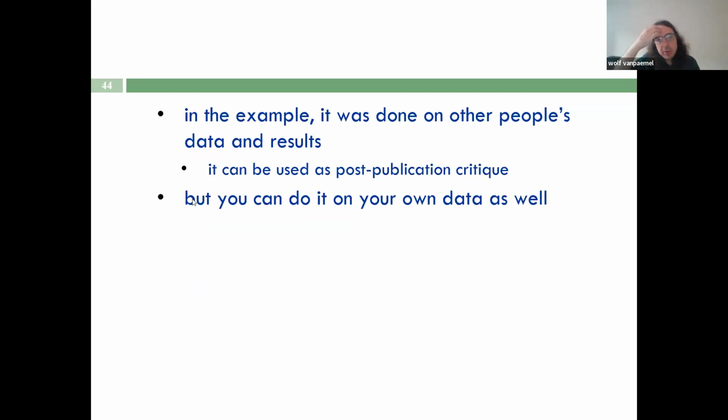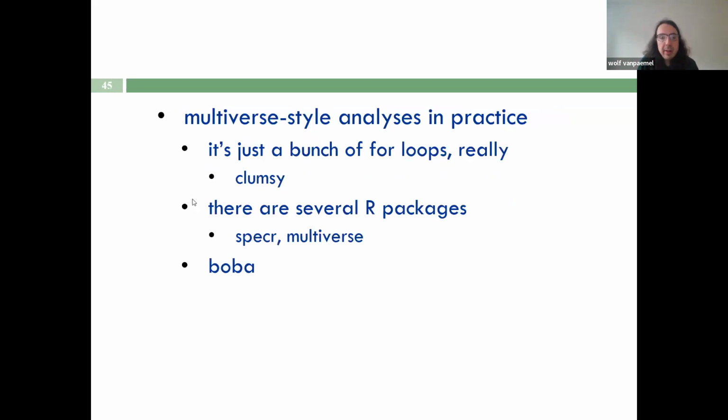The example I showed was not my data, not my work, so it can be used as a sort of post-publication critique to look at other people's work and results, but there's of course no reason not to do it on your own data as well. Actually, the way I introduced it, how can you convince readers to trust your result? It's from that perspective that you should do it on your own data.